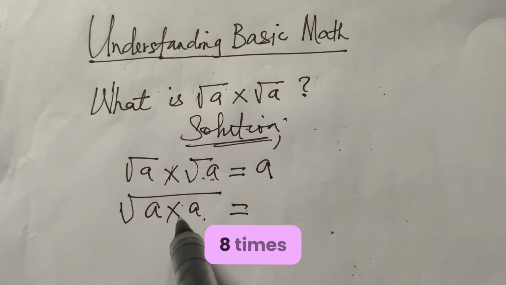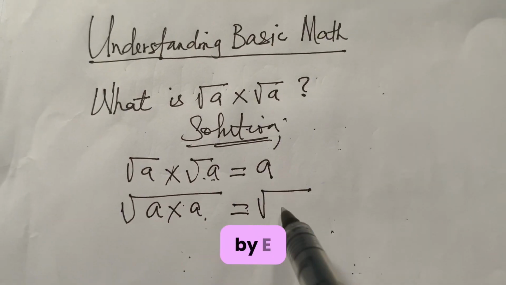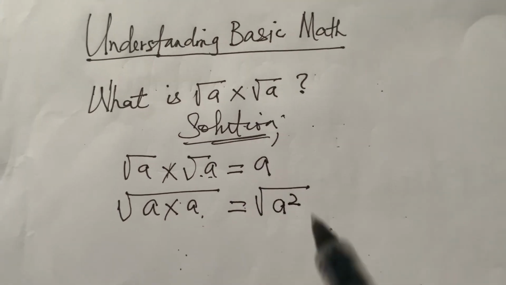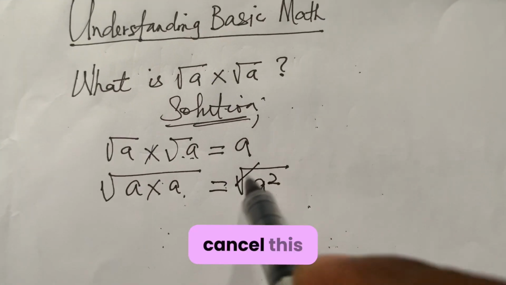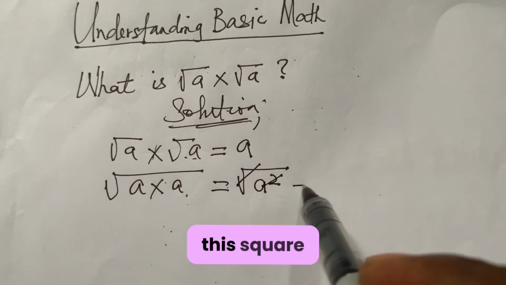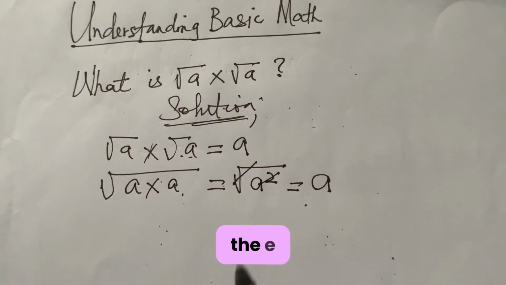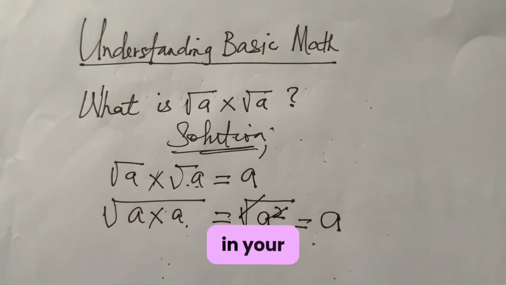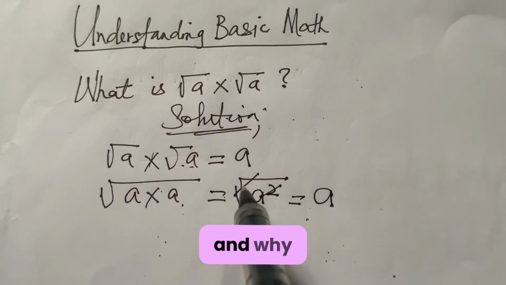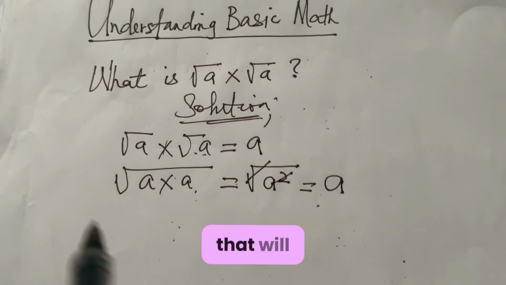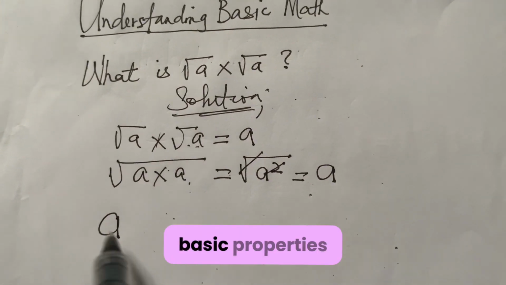So because we have a times a, of course, you know a multiplied by a is a squared. Then if I cancel this square root and cancel this square and leave the answer to be a, you have a lot of questions in your mind to ask. How did we arrive at this and why should the square root cancel the square? That will bring us to these basic properties.